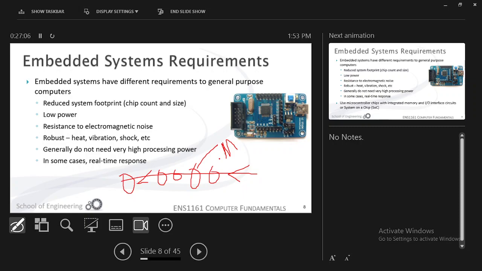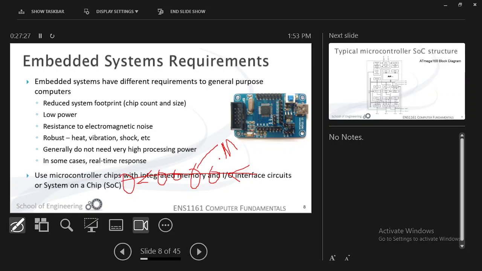In some cases we want real-time responses, more towards aircraft and space applications. All of these things require real-time communication. If something goes wrong, they need to update on time. So that's the point of these real-time responses.